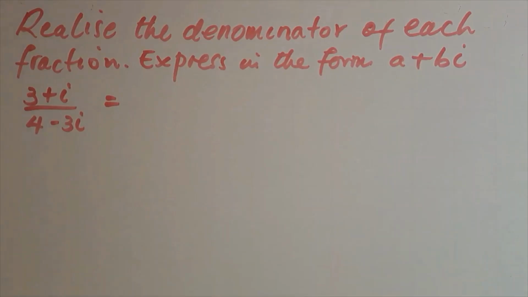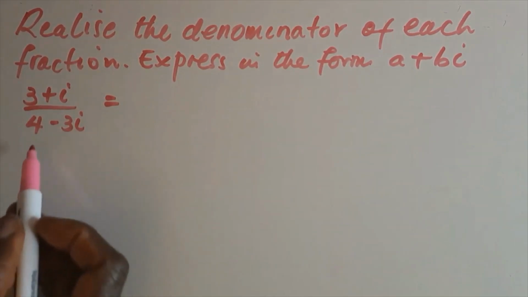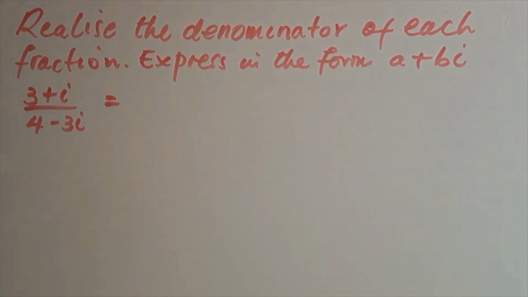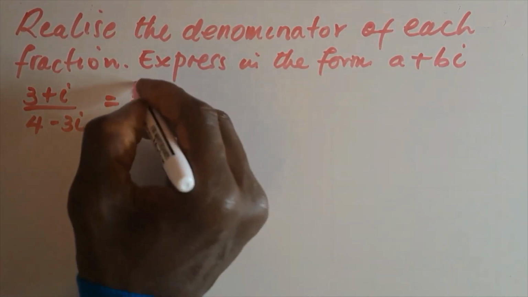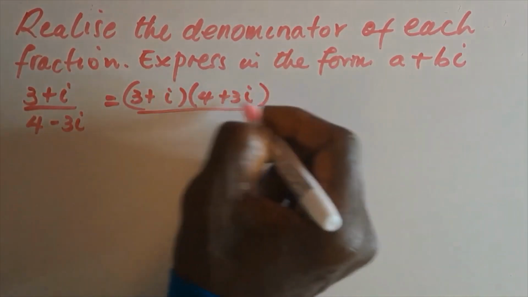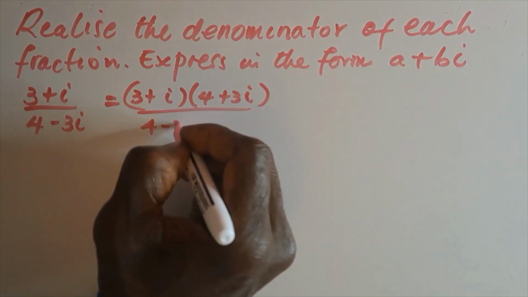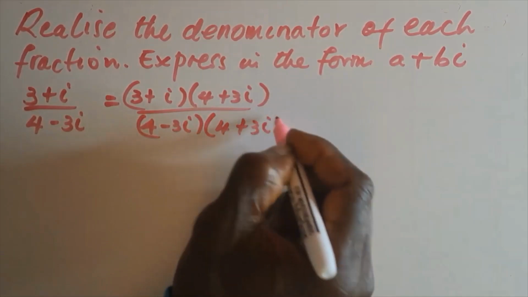Realize the denominator of each fraction and express in the form a add bi. To realize it just means to make sure that we have the denominator as a real number, which means that we multiply both the numerator and denominator by the complex conjugate of the denominator. So this becomes 3 add i times 4 add 3i over 4 minus 3i, 4 add 3i.